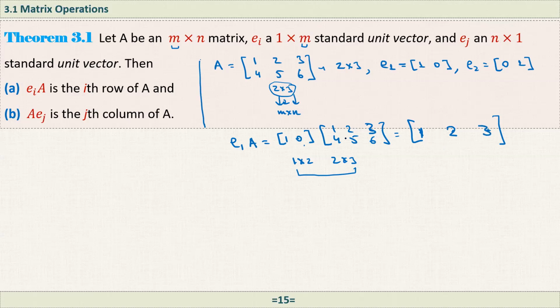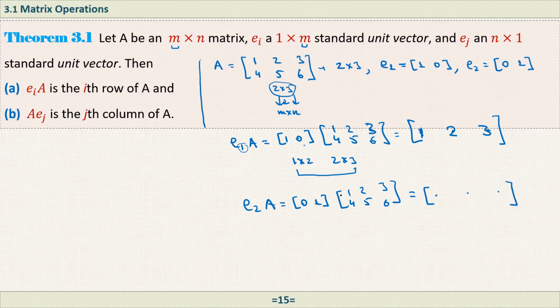It's exactly the same as the first row of A, right? So if you multiply E sub 1 by A, it gives us the first row of A. In a similar way, if you multiply E sub 2 by A, where E sub 2 is 0, 1, multiplied by the matrix with rows 1, 2, 3 and 4, 5, 6, this is a 1 by 2 times a 2 by 3, so we will again have a 1 by 3 matrix.